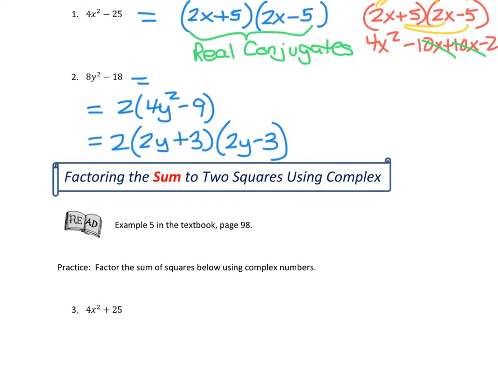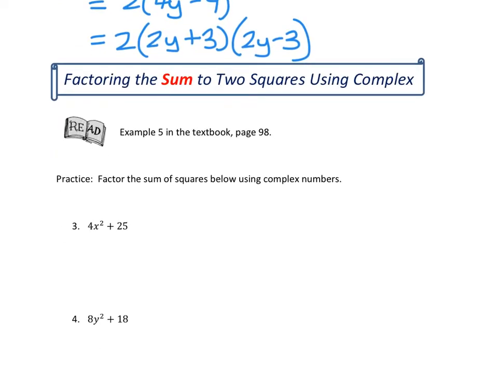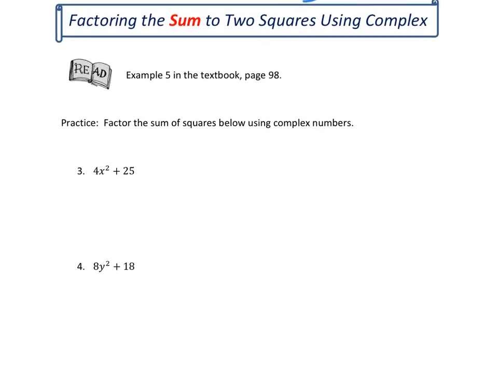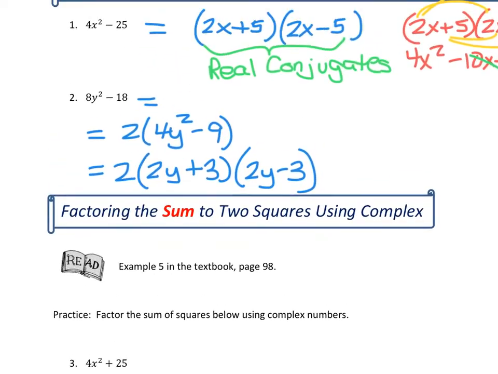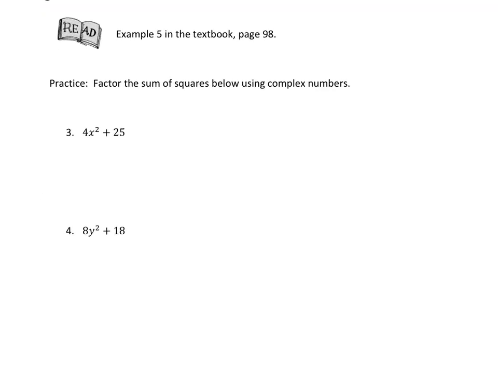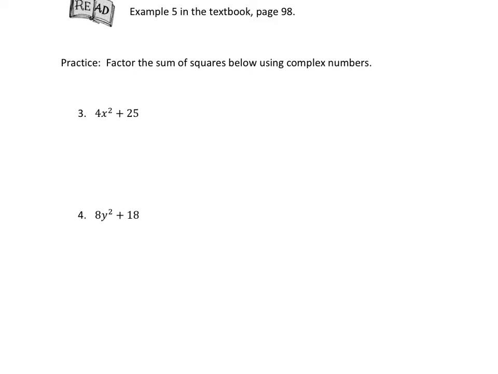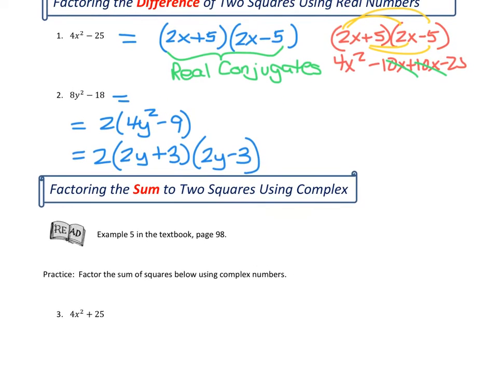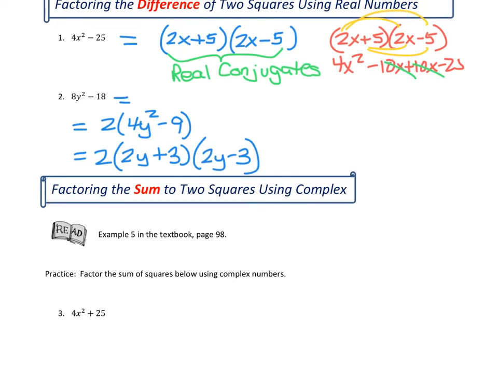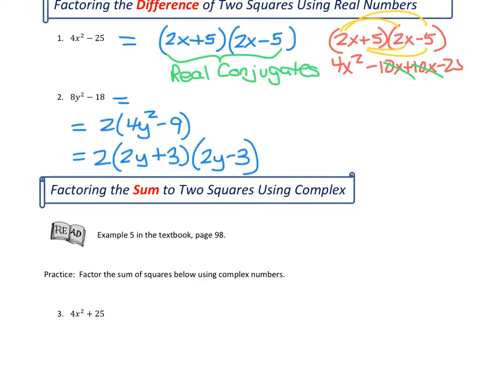Let's look by comparison how we would factor the sum of two squares. So down here I've got 4x squared plus 25. This looks remarkably like our first example up here, except now it's a sum. Now both of these terms are perfect squares, and let's go ahead and see what happens if I end up going with those real conjugates. So if I said 2x plus 5 times 2x minus 5, I'm going to end up with the difference here, not the sum.